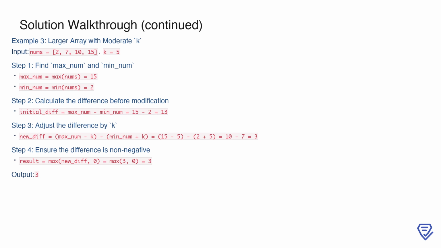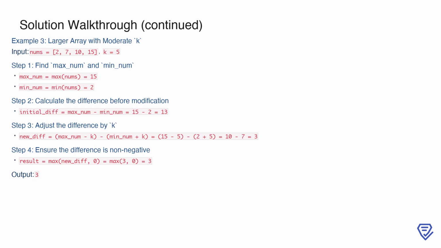Now, let's analyze a more complex example where nums equals 2, 7, 10, 15, and k equals 5. Here, the maximum value in the array is 15, and the minimum value is 2. The initial difference between these values is calculated as 15 minus 2, which equals 13. To adjust this difference using k, we reduce the maximum value by 5 and increase the minimum value by 5. This gives us 15 minus 5 for the maximum and 2 plus 5 for the minimum. Subtracting these values results in a new difference of 10 minus 7, which equals 3.